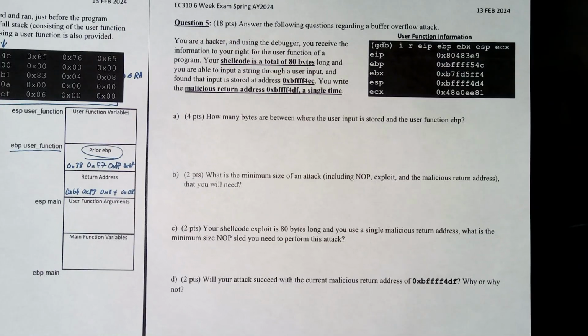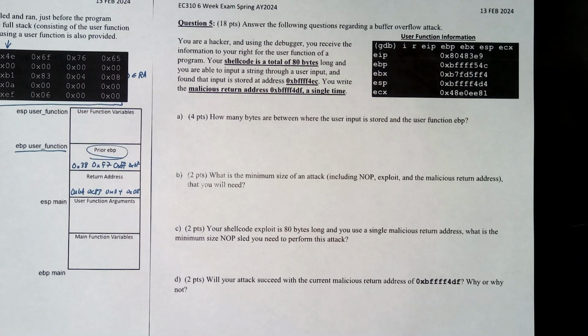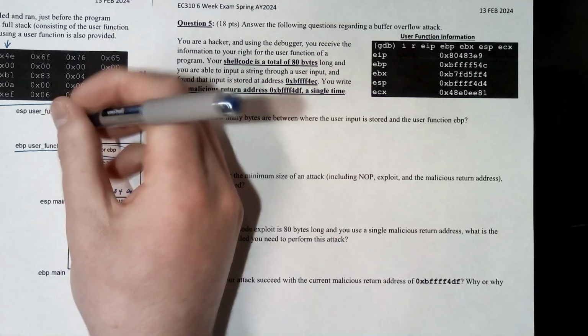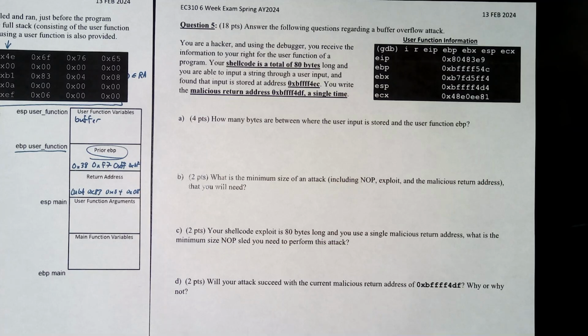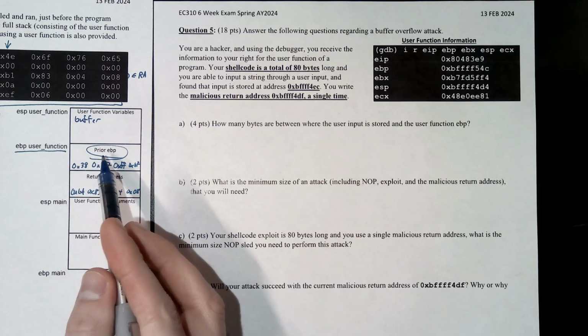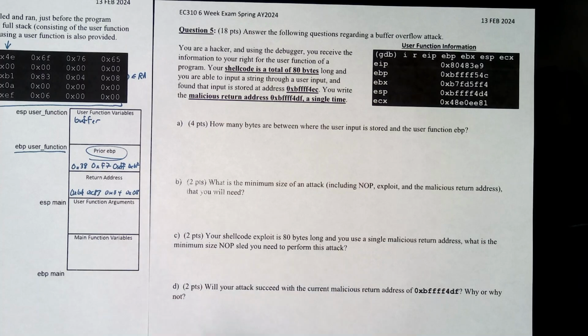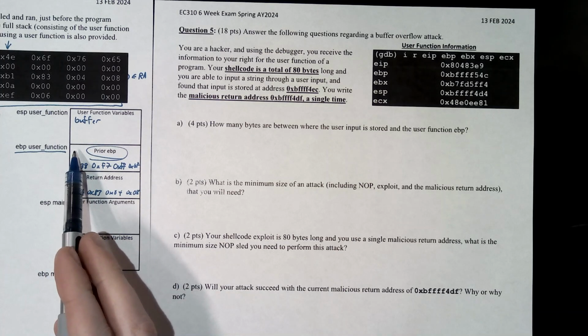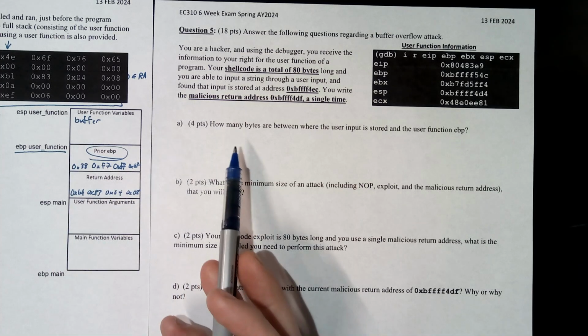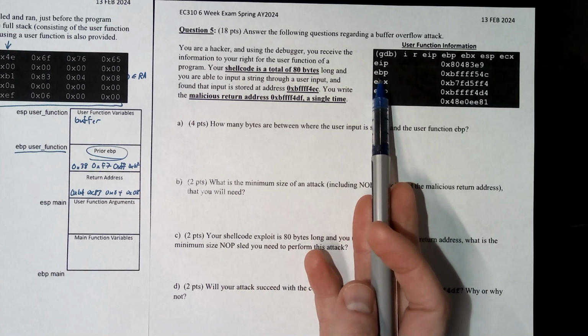But the general outline of the stack is still useful here. So if we look at what our stack generally looks like, we've got user function variables and we've got our buffer somewhere in there. And then down below that is EBP of the user function, which is the prior EBP, and then the return address after that location in memory. And so what we can derive from that is that EBP of the user function is where our prior EBP is stored in memory. And really, we know that EBP is the end of the user function variables.